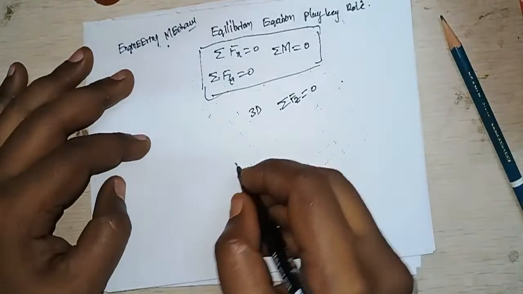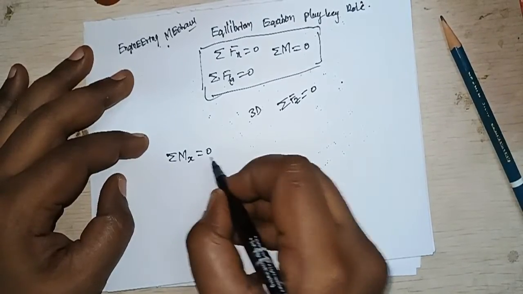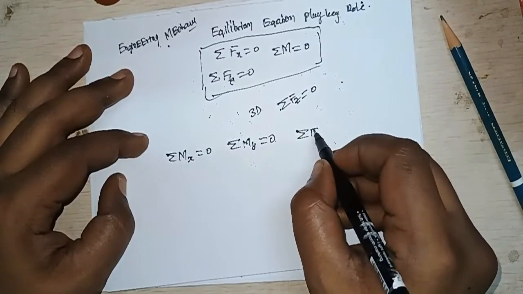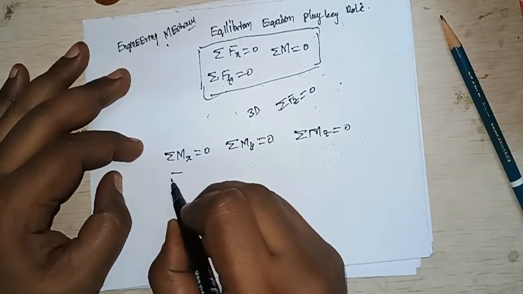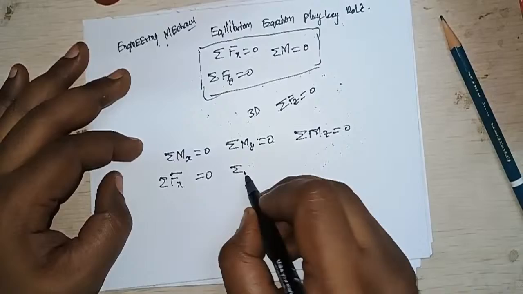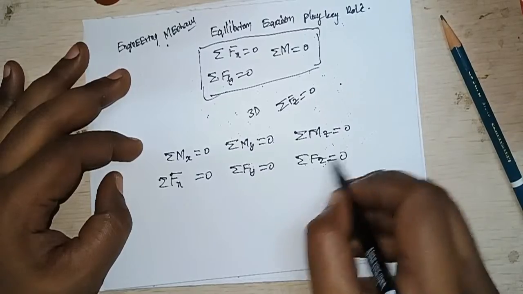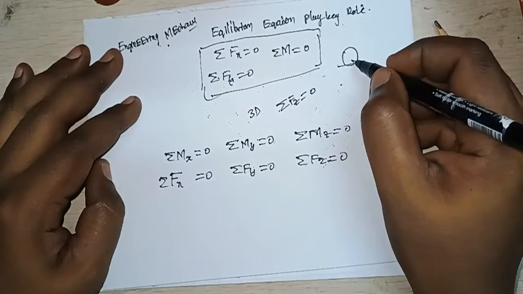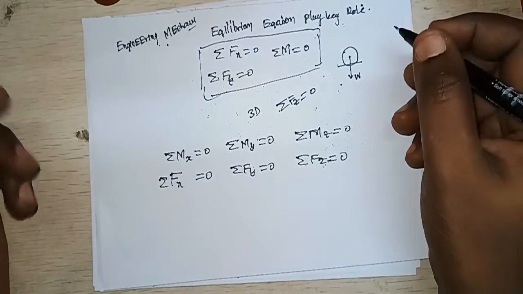And if you go to 3 dimensions, you will also get 3 more equations: sum of the moments about the x axis is equal to 0, sum of the moments about the y axis is equal to 0, sum of the moments about the z axis is also 0. Okay, and we will also get some more. Sigma F of x is equal to 0, sigma F of y is equal to 0, sigma F of z is equal to 0. Since the body is in equilibrium, even if you take a small roller or like this, the weight is over here, the body is in equilibrium, it is not doing any work.